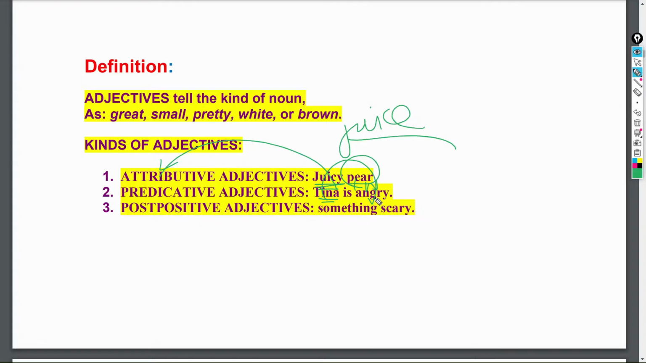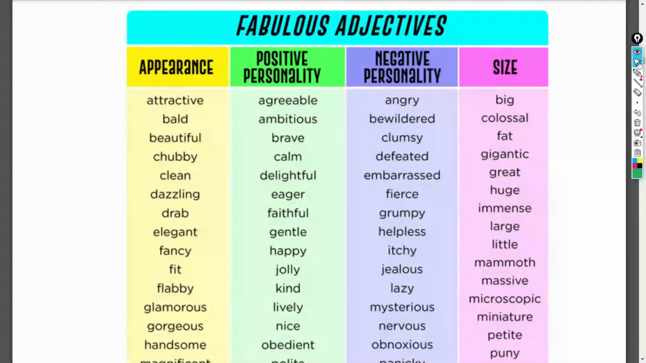Post predicative adjective, something scary. Okay, something scary. तो ये मतलब क्या होता है? ये माने नाउन के बाद में आता है, तो इसीलिए उसको क्या बोला जाता है? पोस्ट पॉजिटिव एडजेक्टिव. आगे बढ़ते हैं. Some fabulous adjective.